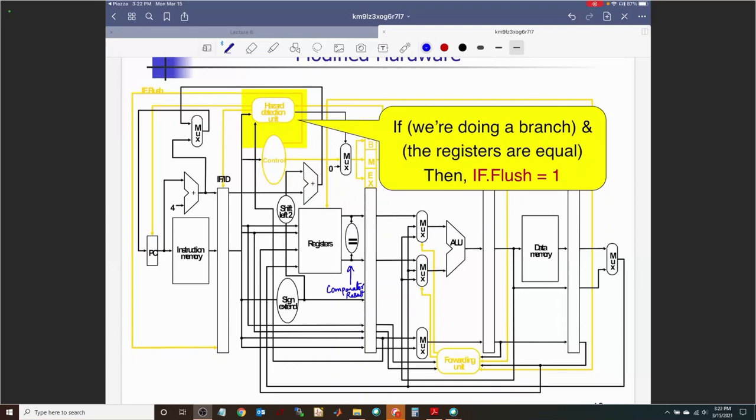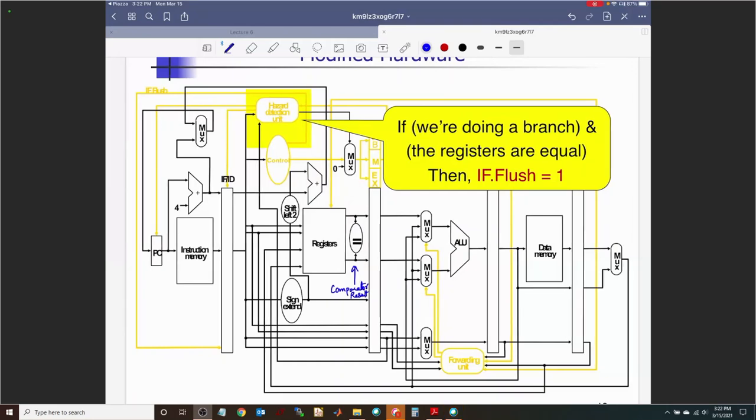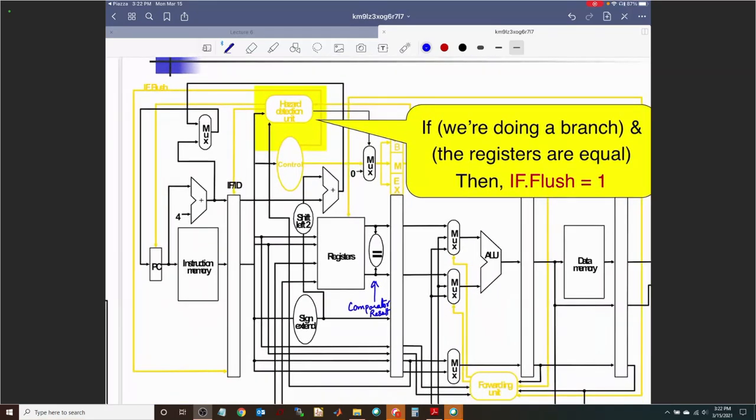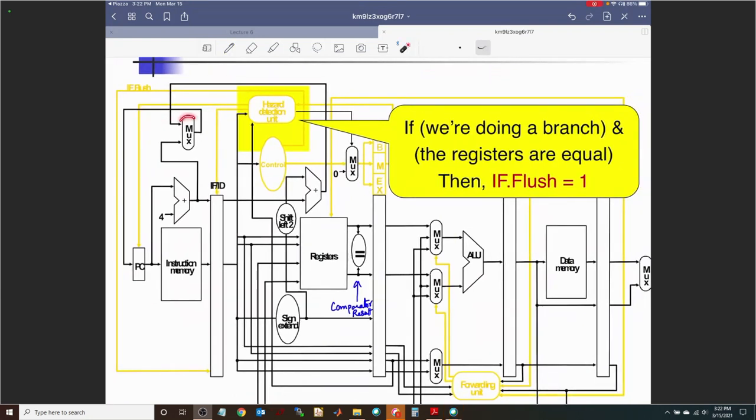Is the top left mux missing a signal? The top left mux, are you talking about this mux? That mux is only your PC, the address, right? What is the next PC source mux? It is going to select between PC plus 4 plus offset and whatever your PC plus 4, right? So this is a PC source.